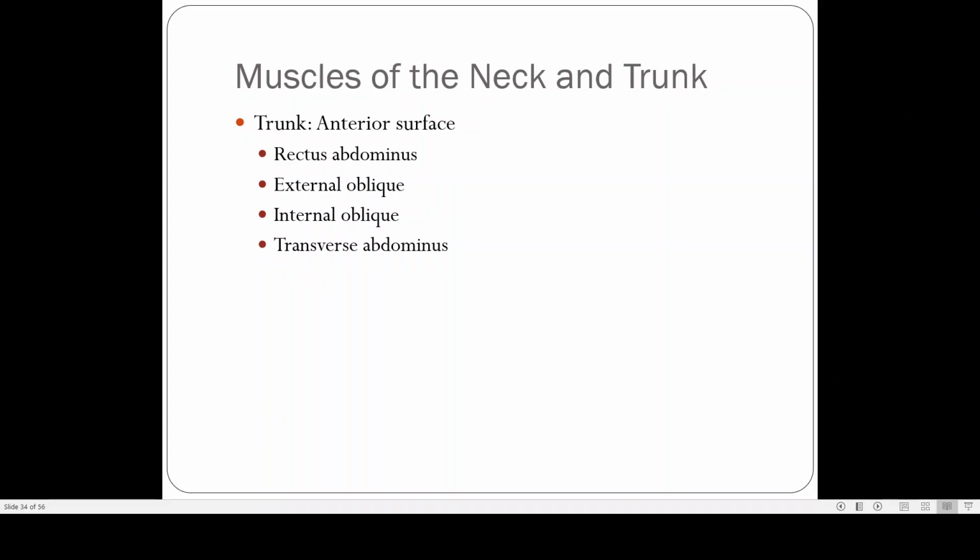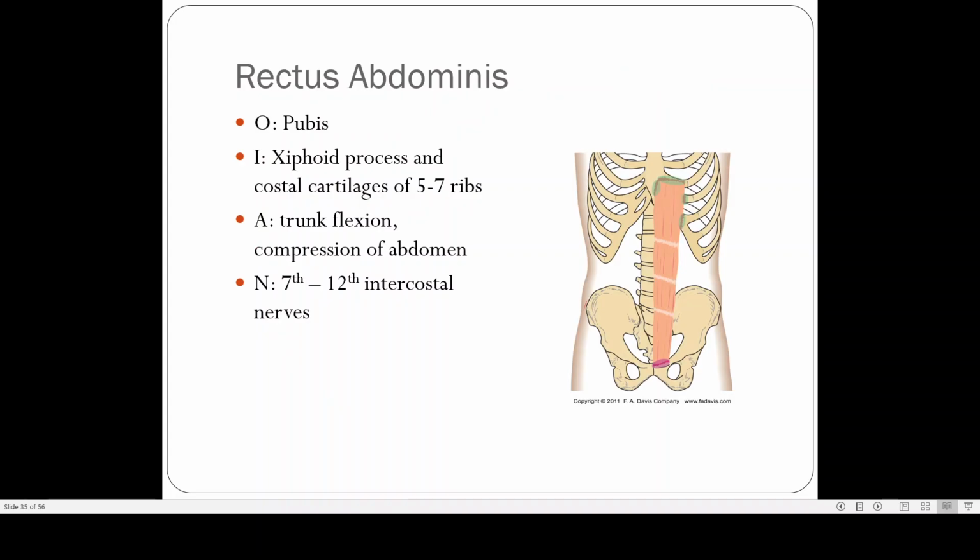As we move down into the trunk, we're going to talk about our anterior surface muscles. So our rectus abdominis is going to be that muscle that everybody covets. They want that 6 or 8 pack. And this comes off our pubis, goes up to the xiphoid and the costal cartilages 5 through 7. It does help with trunk flexion. It does help some with compression of the abdomen. And while we all really would like a rectus abdominis, it's not providing significant support to the core. It just helps give you a flatter stomach.